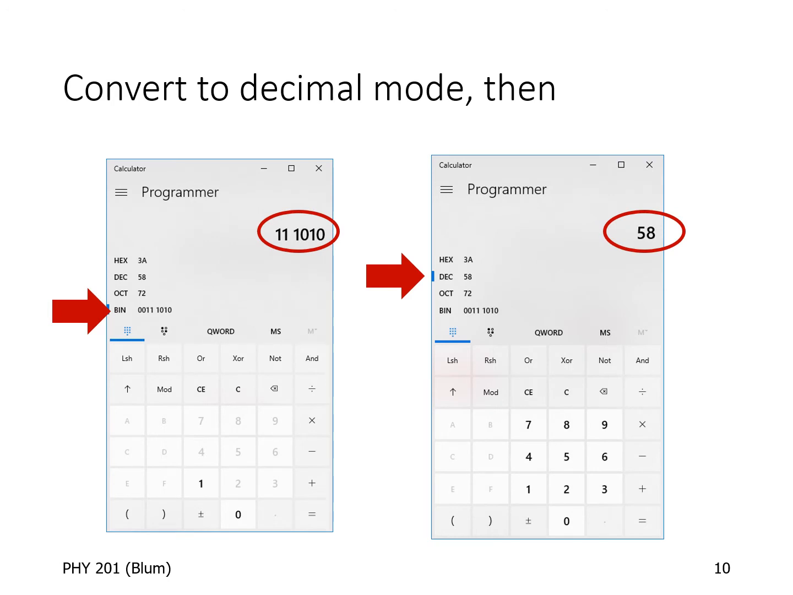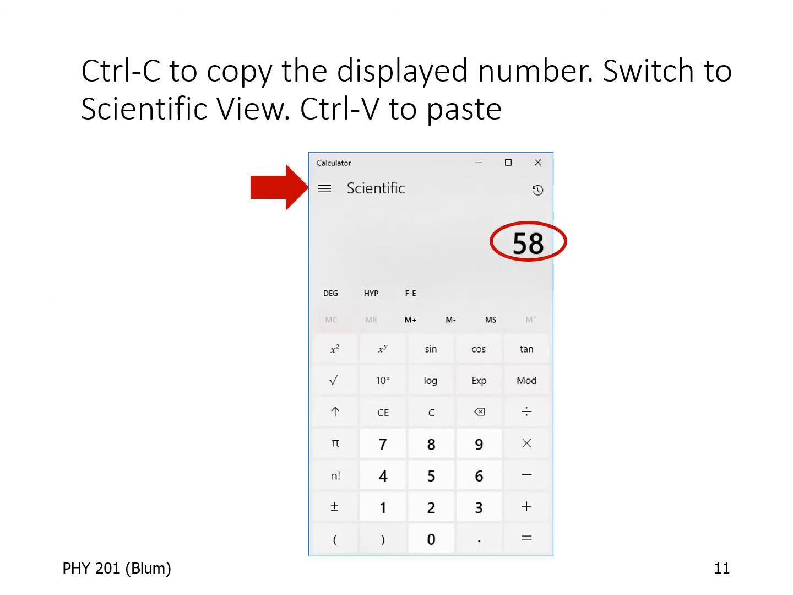We can check our process by bringing up the calculator, going into binary mode, and entering the fraction that we found and finding the corresponding decimal. Then we can copy and paste and take that decimal number over to scientific view. So you will lose the number if you just go to scientific view. So you need to copy it when you're in programmer mode, go to the scientific view and then paste it in, or just remember it and type it back in.